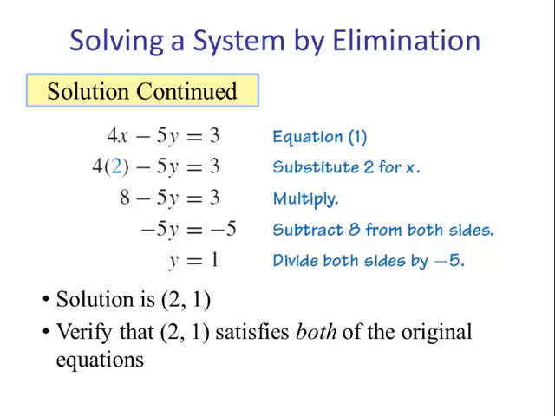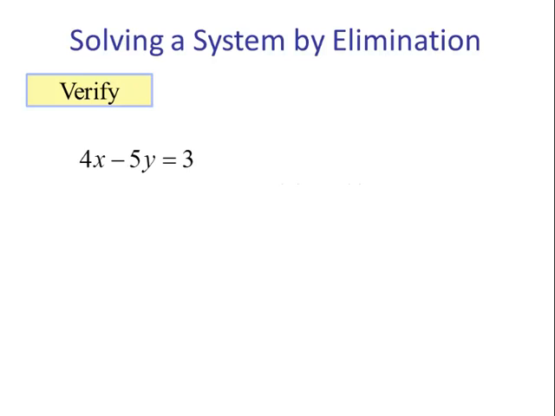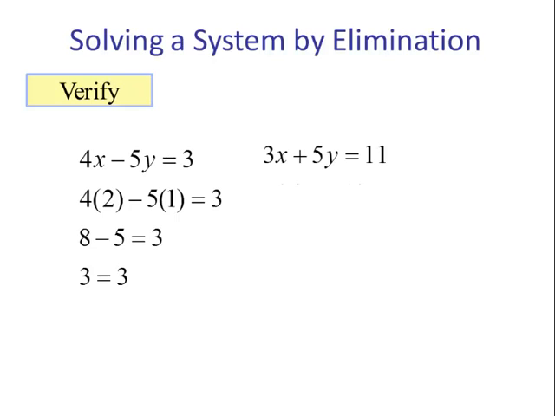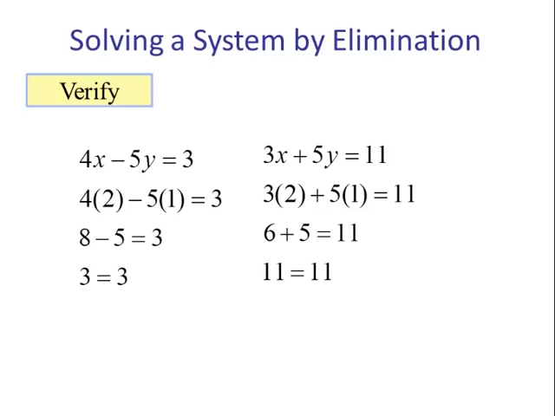To verify that 2, 1 is a solution, it needs to satisfy both the original equations. So for the first equation, 4 times 2 minus 5 times 1 should equal 3. That becomes 8 minus 5, which is 3. So the left-hand side equals the right-hand side. It checks. For the second equation, we have 3 times 2 plus 5 times 1. That should equal 11. Multiplying before we add, we have 6 plus 5. And of course, that equals 11. So we have verified that 2, 1 is a solution to this system.